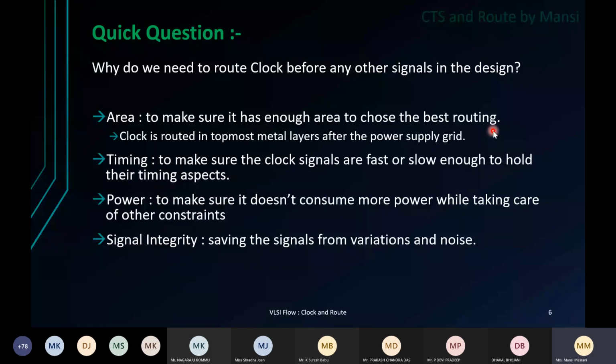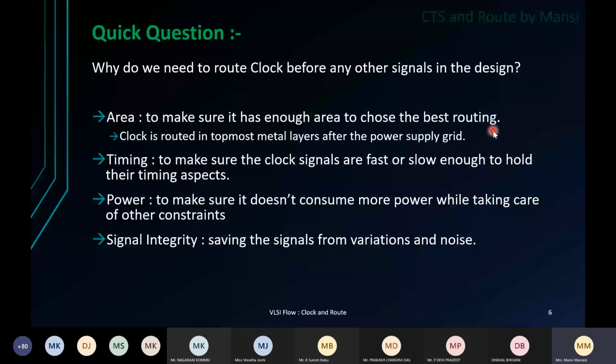After that, metal 10 is where we start routing our clock. The clock will take almost 2-3 layers because it is a huge part of the design. It takes up 30% of the area, so mostly it will take 3-4 layers, at least 3 layers. So M10, M9, M8 will be taken over by clock, and from there we will start the signal routing from M7 down to the M1 or M2 pins.